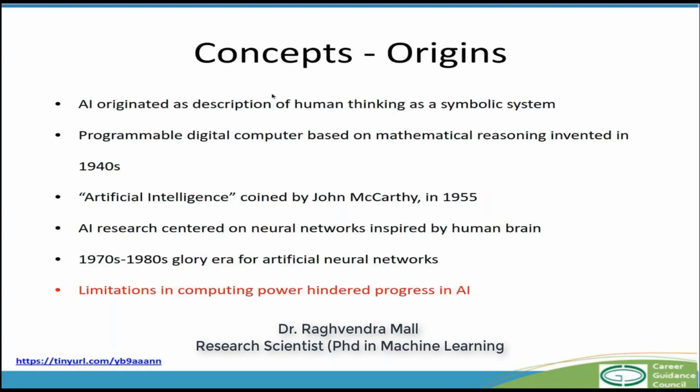We have talked a lot about artificial intelligence, machine learning, data science, but you need to understand what it is at the heart of it. What does it mean basically? AI originated as a description of human thinking as a symbolic system, programmable on a digital computer, based on mathematical reasoning, invented in the 1940s. That was the first time you had a system based on mathematical reasoning.